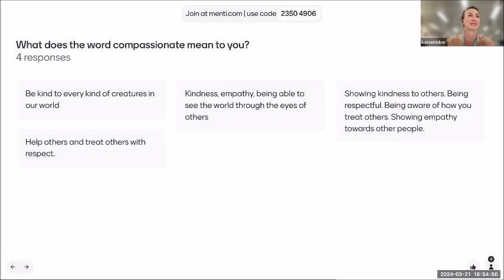Thank you for those next two answers. So I'm just going to call these out: showing kindness to others, being respectful, being aware of how you treat others, which is in the other comment there, helping others and treating others with respect, showing empathy towards other people. Thank you. And if you're choosing to focus on a skill, or you have a particular skill as one of your school values, you might have done this kind of task already with your class, but trying to define exactly what people think it is a really excellent starting point. Being able to understand how people feel and think. Yes.